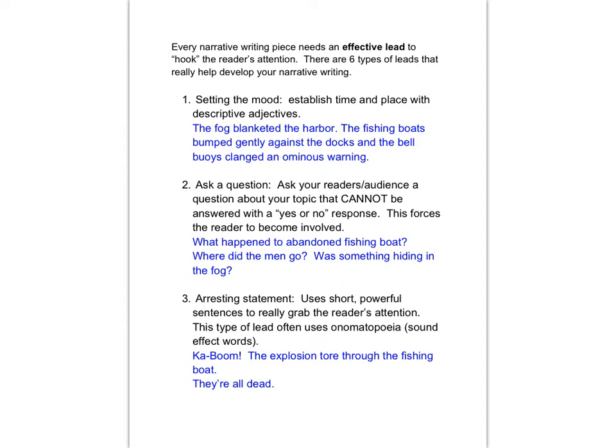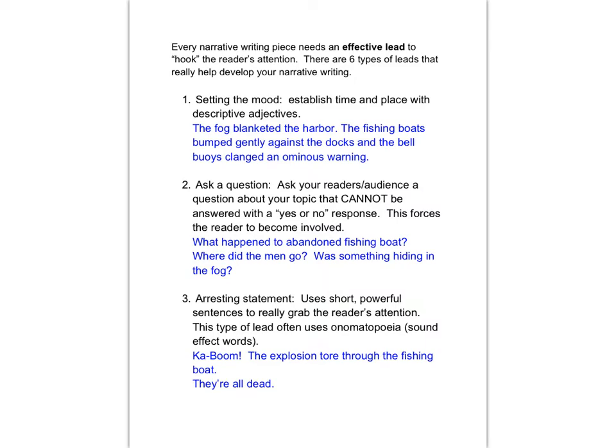So in this ask a question lead, the reader has to say, well, I don't know what happened to the abandoned fishing boat. Maybe there was a ghost. Maybe they're in the Bermuda Triangle. Where did the men go? Well, maybe they fell overboard. Maybe they were captured by pirates. Was something hiding in the fog? Maybe it's the giant monster from 20,000 Leagues Under the Sea. But because they are not yes or no questions, the reader is forced to either say, I don't know, or try to come up with some possibilities, some predictions that would get them involved in your story.